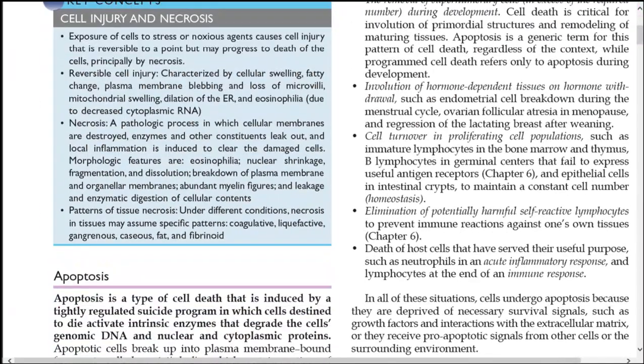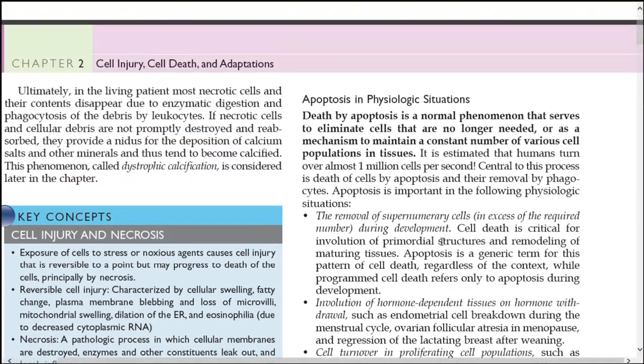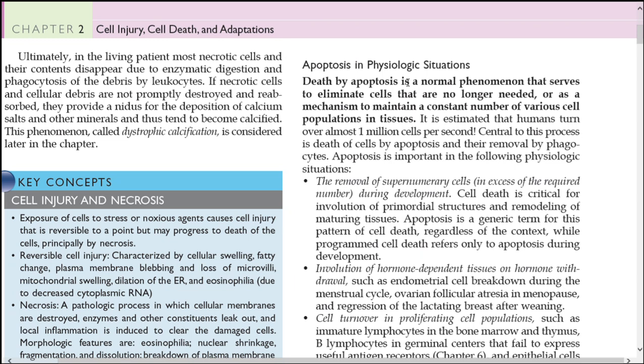Next, let us see how apoptosis takes place in physiologic situations. Death by apoptosis is a normal phenomenon which helps to eliminate cells that are no longer needed. It is also a mechanism to maintain a constant number of various cell populations in tissues. If we need our body to maintain a constant number of cells by frequent removal of dead cells by apoptosis, or else it will lead to cancer and other tumor conditions.